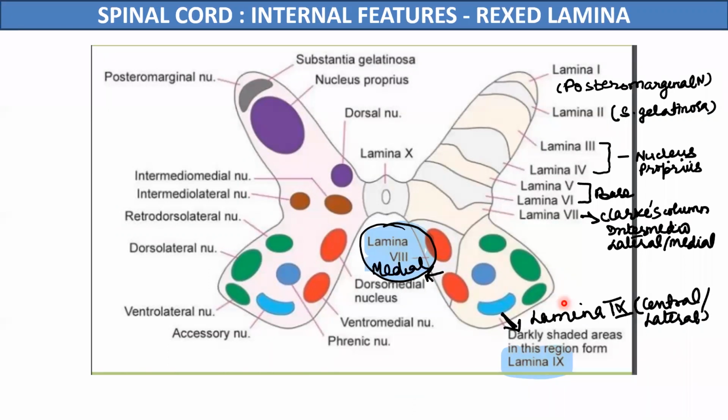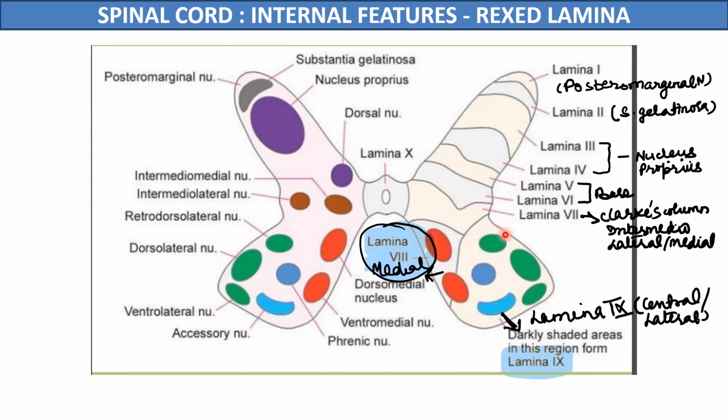So this is about the structure of the gray matter of the spinal cord, and this gray matter has an anterior or motor horn, a posterior or sensory horn, and an intermediate horn. It is present in the T1 to L2 segment of the spinal cord, and we have studied the various neurons which are present in the gray matter of the spinal cord.